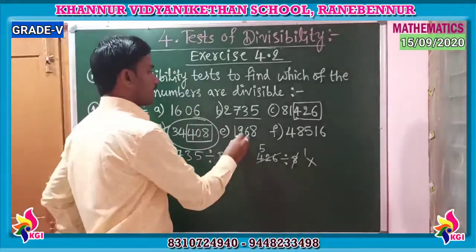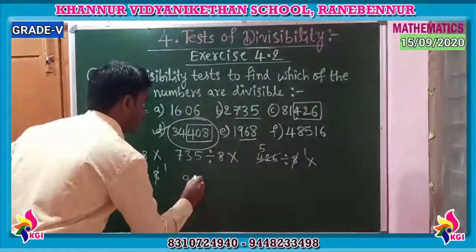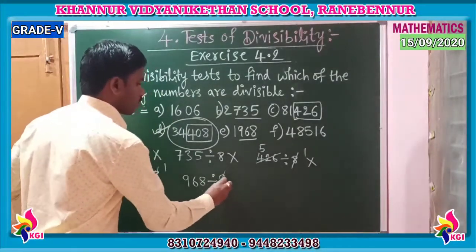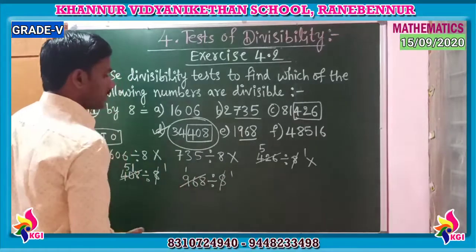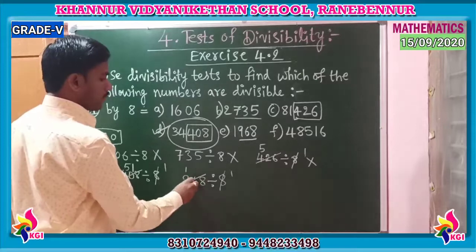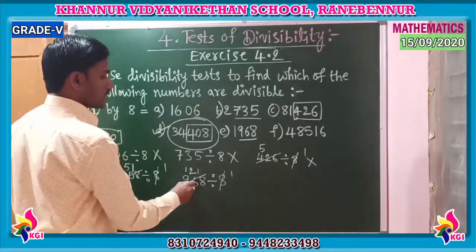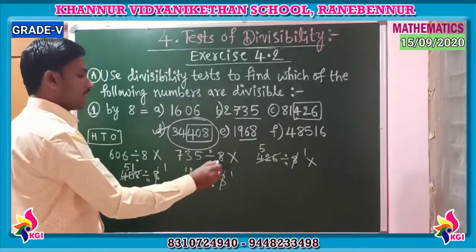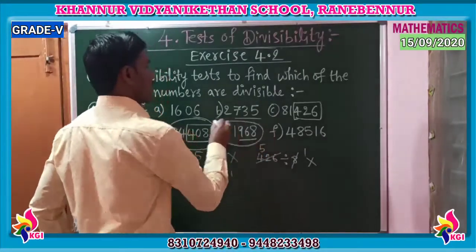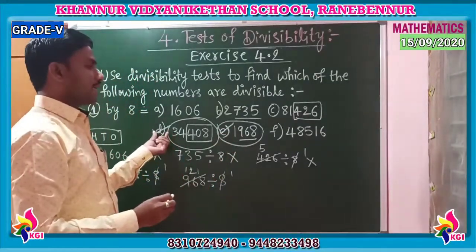And next we are going to 1968. Now we are considering the last 3 digits. Is 968 divisible by 8 or not? We can check. 8 ones are 8. In this 9, 1 goes here and this becomes 16. 8 twos are 16 and 8 ones are 8. So 968 is completely divisible by 8, which means 1968 is also divisible by 8. Okay, we can circle D and E.